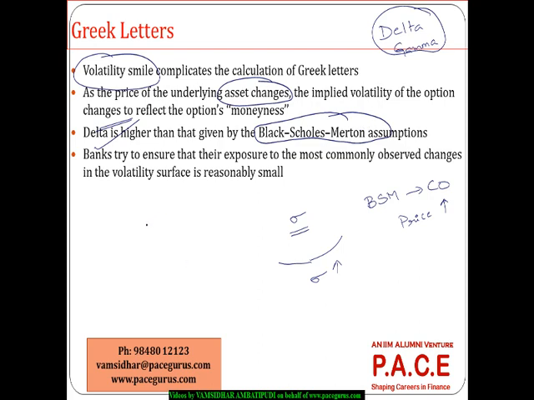So the actual Greek, what my Black-Scholes model has predicted, has a lesser value compared to what reality shows, because of the change in the implied volatility of the underlying. So banks try to ensure that their exposure to the most commonly observed changes is very, very reasonably small. Right?